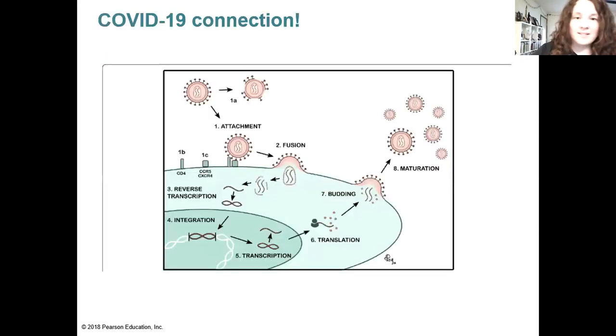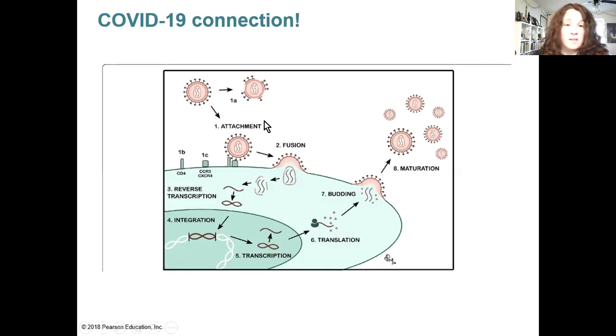All right, COVID-19 connection. The reason that most people wait to talk about viruses until after protein synthesis is because basically the entire life cycle of a virus is transcription and translation, making its own proteins and exiting the cell. But of course, we didn't do that, so here's a little connection. There's a lot we still don't know about COVID-19, obviously, because it's brand new. But this is what we think the life cycle looks like so far. And a lot of this is based on what we know about other coronaviruses.